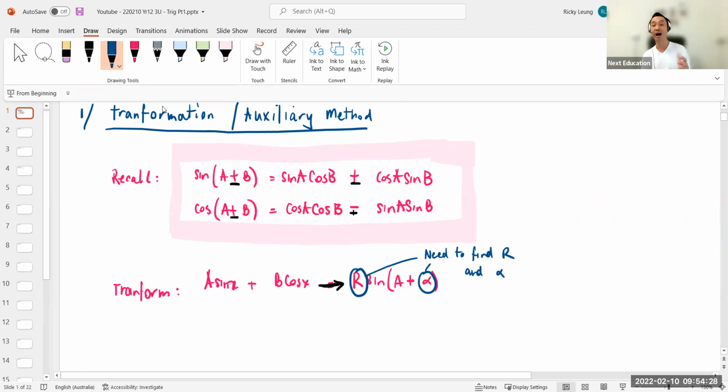Yeah, alpha's an angle, R is a number, a constant. So it's important for you to see that that's the process we're going to do. We're going to solve trig equations and graph trig graphs in 2 steps. 1, we're going to transform. 2, we're going to take that on and then finish the question off.